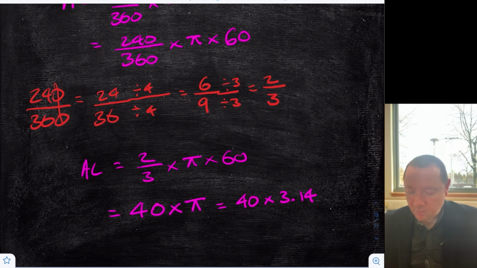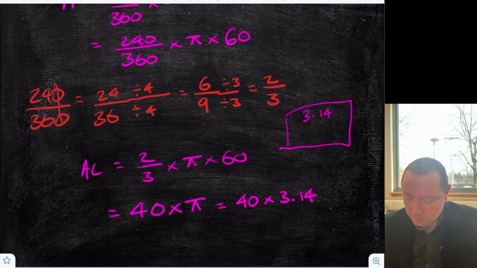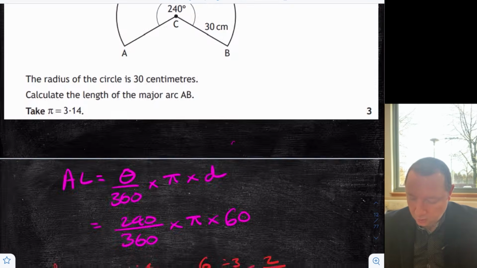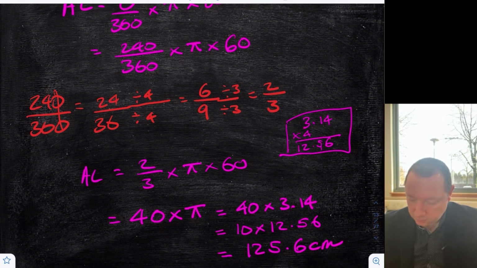So we need to do this sum. There are lots of ways to do it, but times by 40 is the same as times by 10 and times by 4. So at the side, you can just do 3.14 times 4. 4 fours is 16, carry 1. 4 ones is 4, plus 1 is 5. 4 threes is 12. So you get 12.56. So that is 10 times 12.56, which is 125.6. And our units were centimetres.